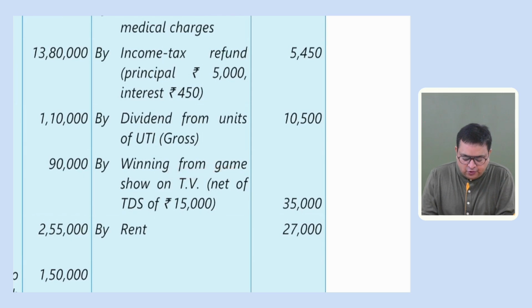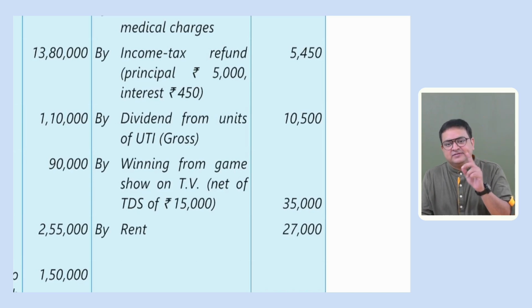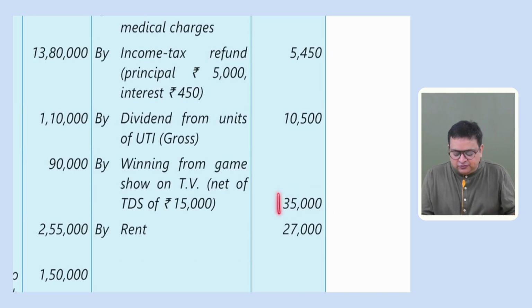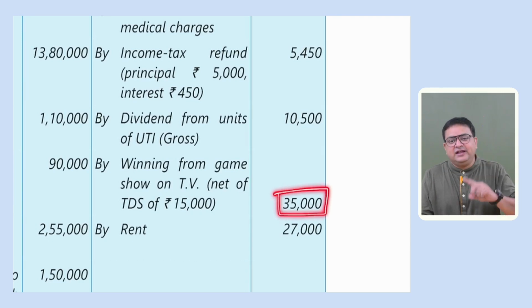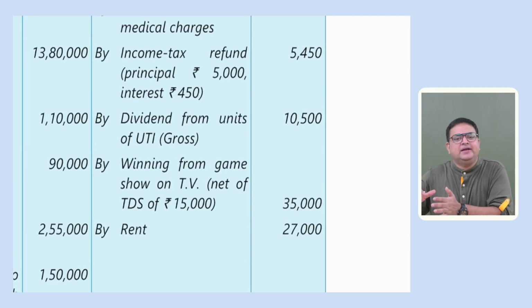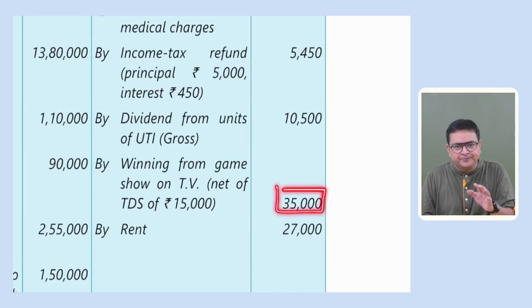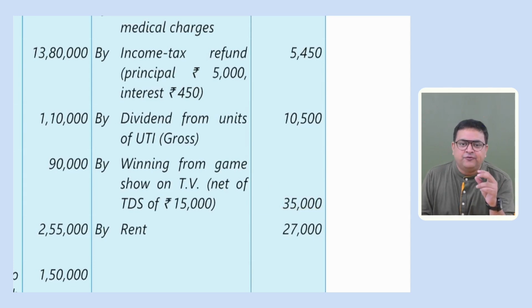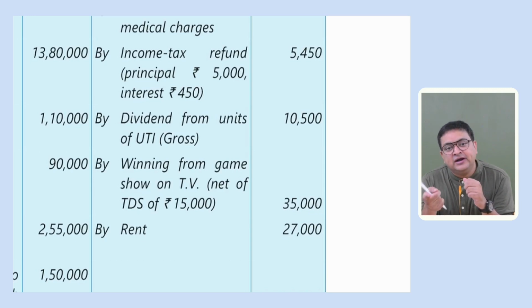Winning from game show on TV, net amount. See, gross was also given earlier, now net is given. How much is credited? First, see how much is credited: 35,000. Anyway, this is not PGBP, this is IFOS. So subtract 35,000. Whatever is credited in the P&L account, subtract that, right? So you have to subtract 35,000 from here while computing your PGBP, and take it to IFOS. Now tell me, under IFOS, should you write this amount as 35,000 or at gross amount?